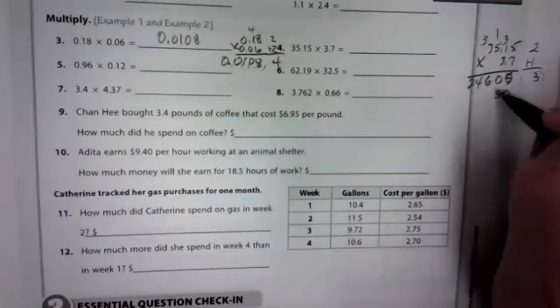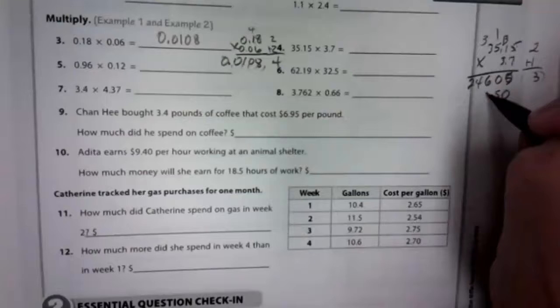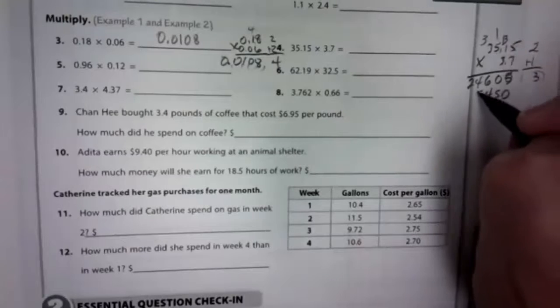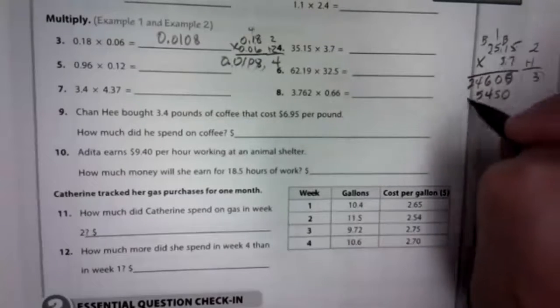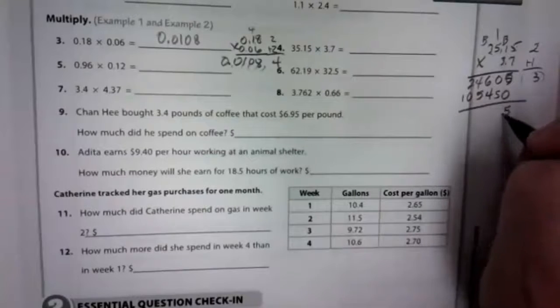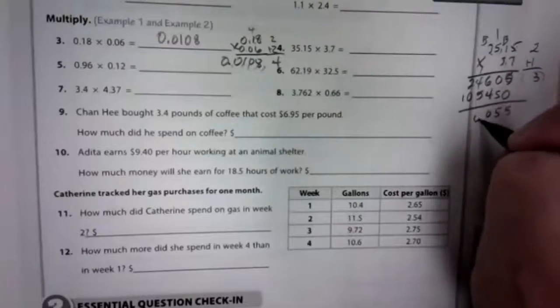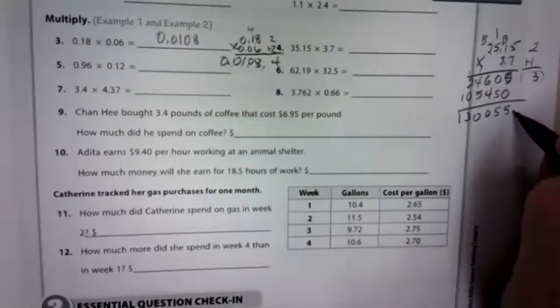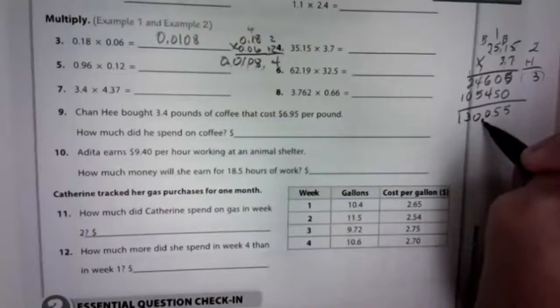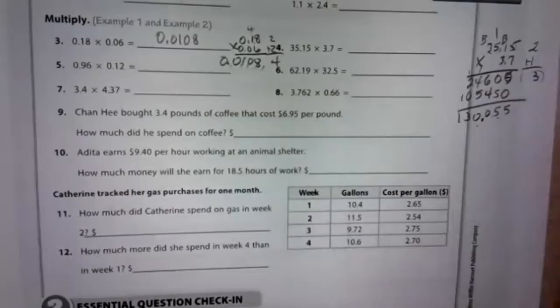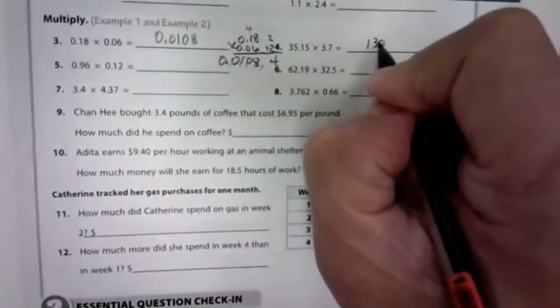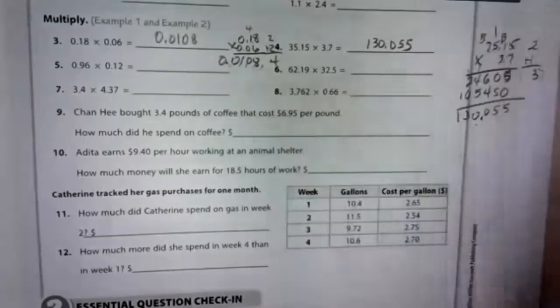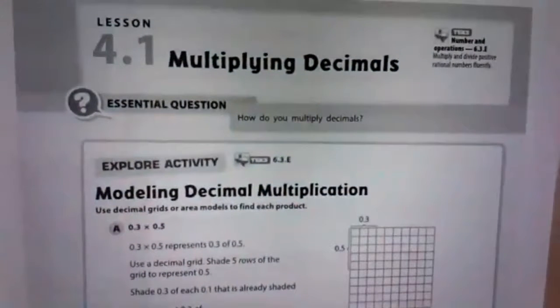3 times 5 is 15. Carry the 1. 3 times 1 is 3 plus 1 is 4. 3 times 5 is 15. Carry your 1. 3 times 3 is 9, plus 1 is 10. We add this up. We get 5, 5, 10, 10, 3, 1. So again, you're going to move your decimal 3 places. So starting here to the right, you move it to the left 3 places. 1, 2, 3. So your answer is 130 and 55 thousandths. So this concludes our lesson on multiplying decimals.